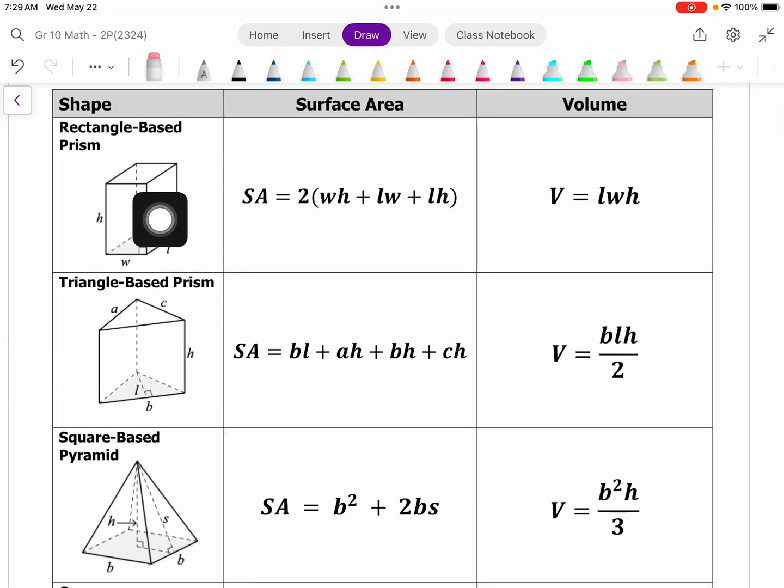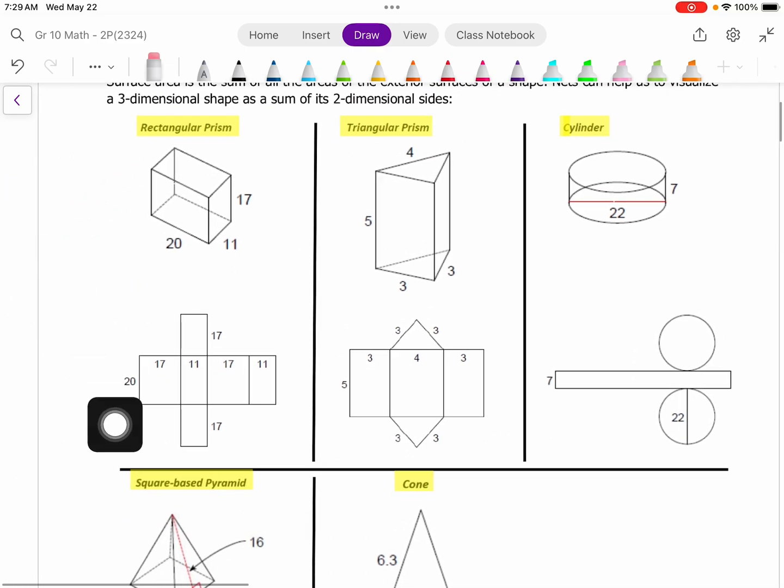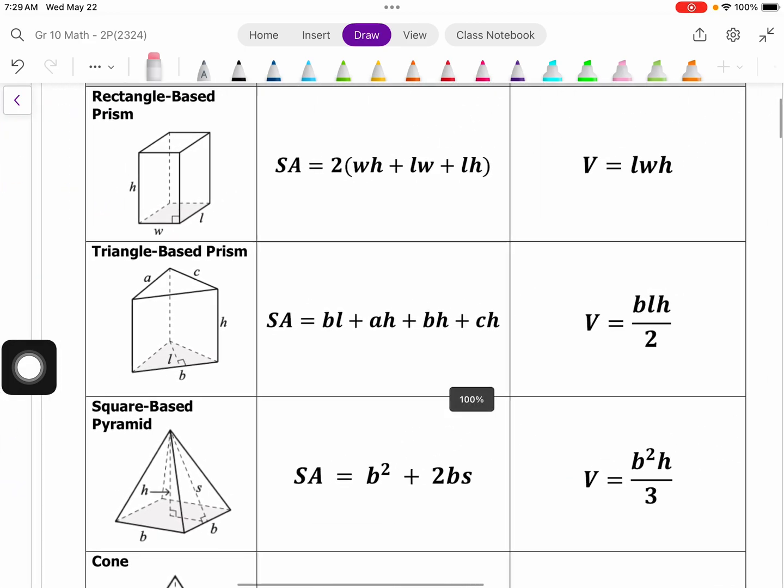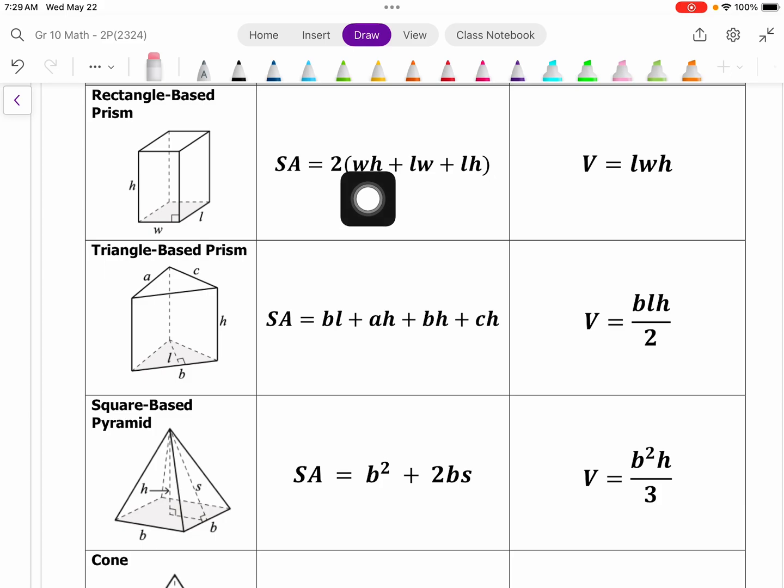So with a rectangular based prism, we have over here two rectangles that are the same, another two rectangles that are the same, and another two. So we have 1, 2, 3 different rectangles, and then that gets doubled because we have two of each. So our formula takes each of those 3 different sized rectangles, calculates the area, and then doubles it for the additional rectangle of each size.